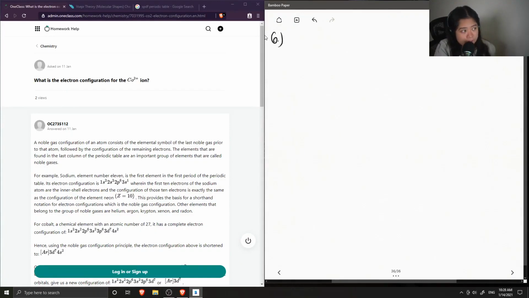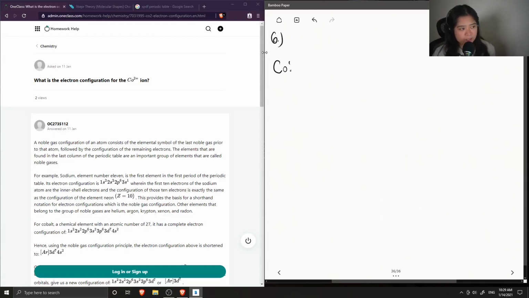Okay, so question 6. What is the electron configuration for the cobalt 2+ ion? When we have ions, which either have removed electrons from an atom or added electrons to an atom, then it has a charge. When you have a plus charge, that means you removed electrons, and if you have a negative charge, that means you added electrons. So in the case of cobalt, when it has a 2+ charge, that means we removed 2 electrons from a cobalt atom.